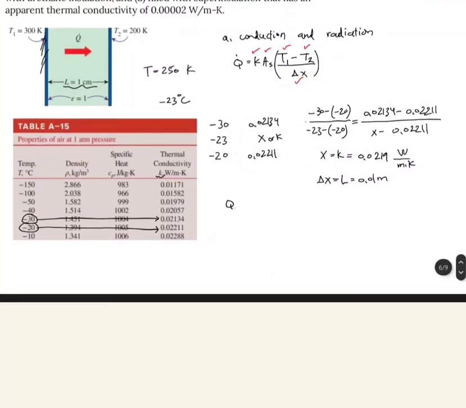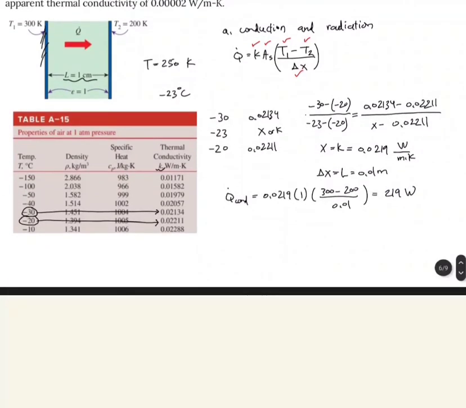Okay, so now let's just solve for conduction. Q dot conduction is K, we have 0.0219 multiplied by area multiplied by T1 minus T2 divided by 0.01, and this gives us a value of 219 watt. Now that's for one of them, and then we said we have conduction and radiation as heat transfer.